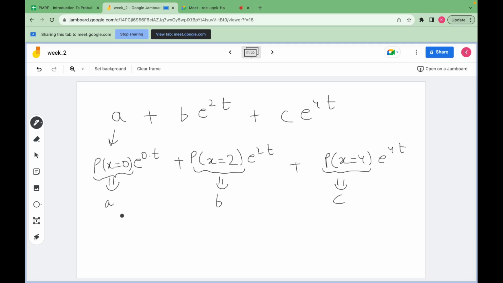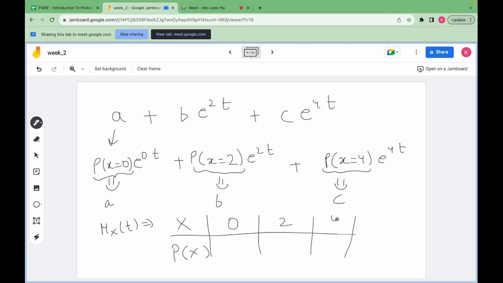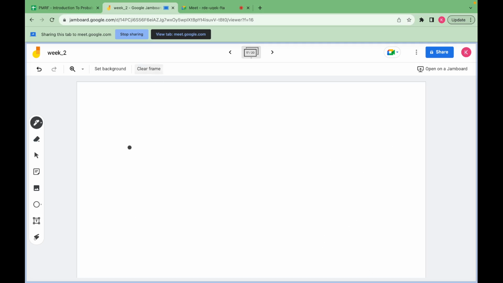Okay, so now you can find this moment. So from this moment function, you get your distribution. That is nothing but x is 0, 2 and 4. These are the only three quantities in your sample space, and the probability associated with 0 is a, probability associated with 2 is b, probability associated with 4 is c. Okay, and you also know that this expectation of x is equal to 3, and also this expectation is equal to the differentiation of this Mx(t) function at t equals 0.